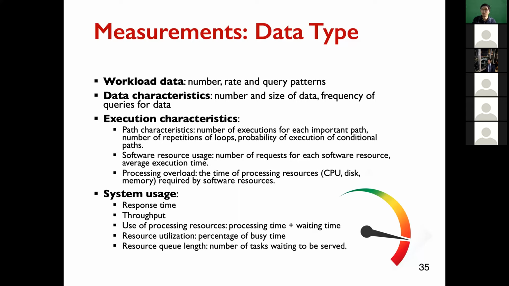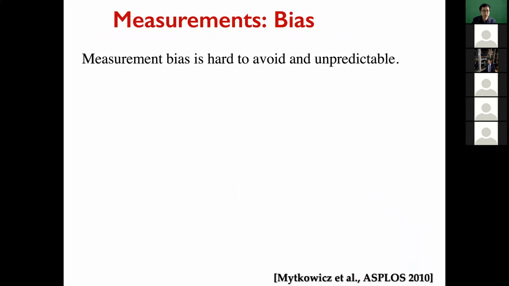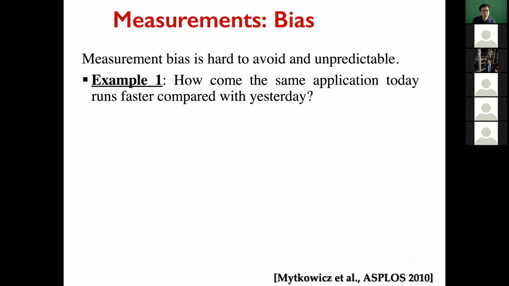However, when we do performance measurement, we sometimes have bias. It is hard to avoid, and it is unpredictable. The first example is: how come the same application runs faster today compared with yesterday? This happens sometimes. For example, today your computer may be freer, so you have more computing power, and it runs faster.